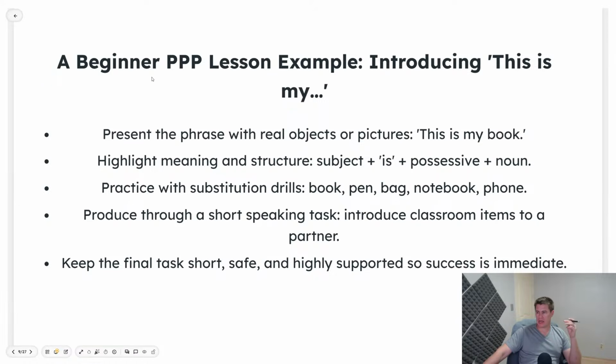A beginner PPP lesson example, introducing "This is my." Present the phrase with real objects or pictures. This is my book. Highlight meaning and structure: subject is possessive plus noun. Practice with substitution. This is my pen. This is my bag. This is my notebook. This is his phone. Produce a short speaking task: introduce classroom items to a partner. You have to introduce five items to your friend. Keep the final task short, safe, and highly supported so success is immediate. Okay, so you do the practice and then you produce.